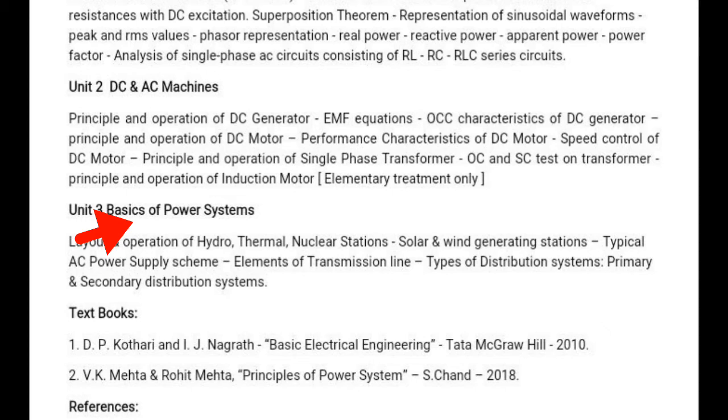Basically, what is a power system? Power generation, transmission, and distribution, all three are carried out in a power system. How the three happen, we have to know briefly.